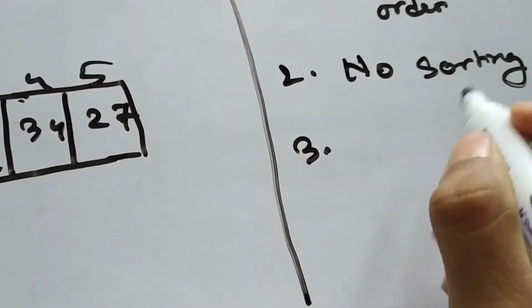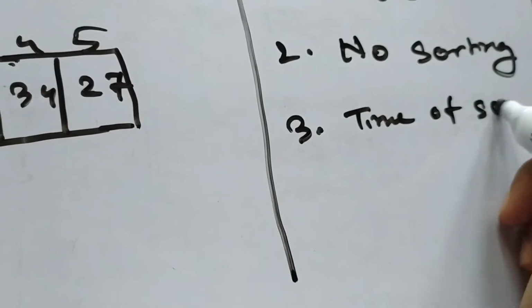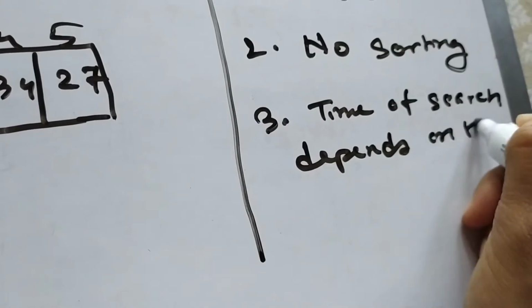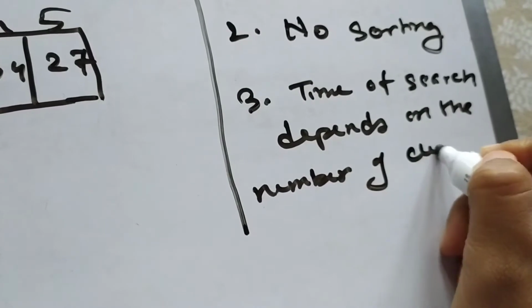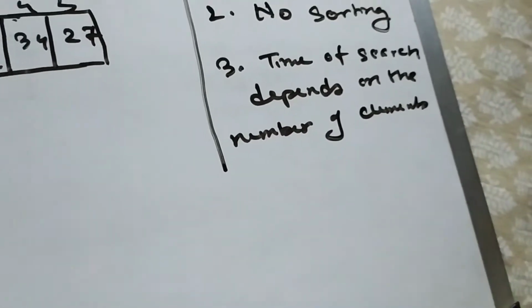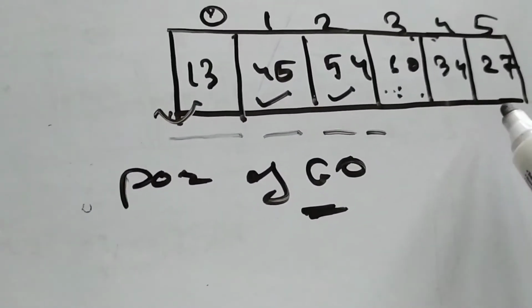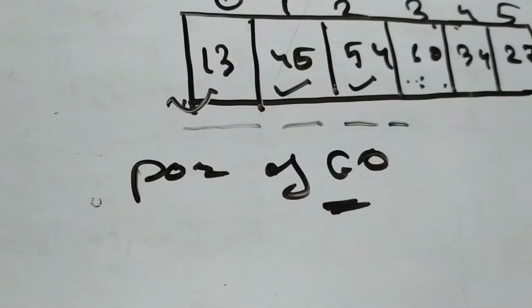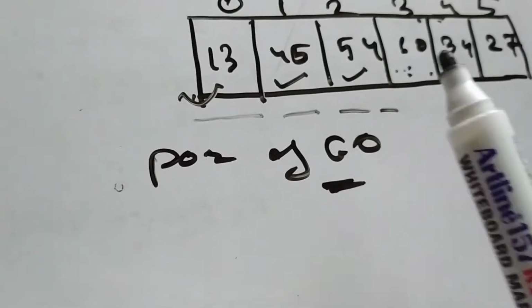The third feature is that the time of search depends on the number of elements. That means the more the number of elements in that array, the more the time will be. The time will increase. So the time of search is proportional to the number of elements in the array. So these are the main features of linear search.